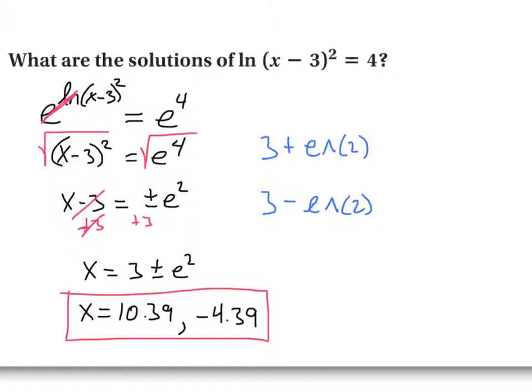What we should have done is taken the 10.39 and plugged it back into the original problem, right? So to check this, we would say we have the natural log of 10.39 minus 3, squared, and that should equal 4. Okay? You want to make sure that you tell the calculator that you want it to square that stuff first, right? We don't want the natural log squared. We want the stuff that's in the natural log squared. All right, so put in an extra set of parentheses in there.